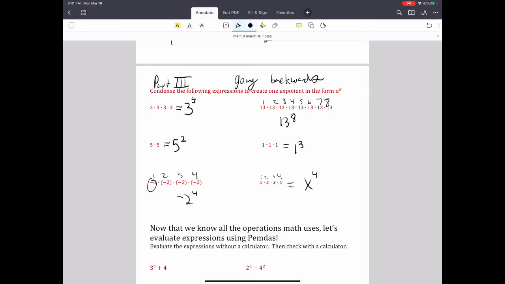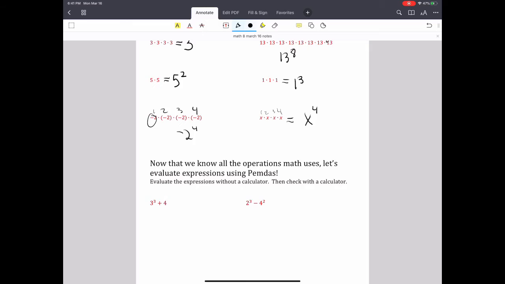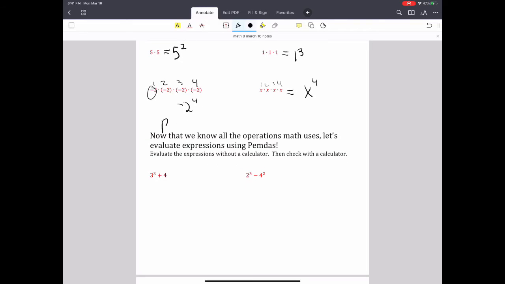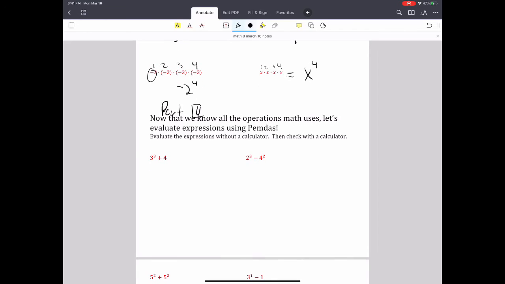All right, there we go. Last thing here, part 4, the last part of the day. Now that we know all the operations math uses, let's evaluate expressions using PEMDAS. So order of operations matters here. Parentheses, exponents, multiply, divide, add, subtract.